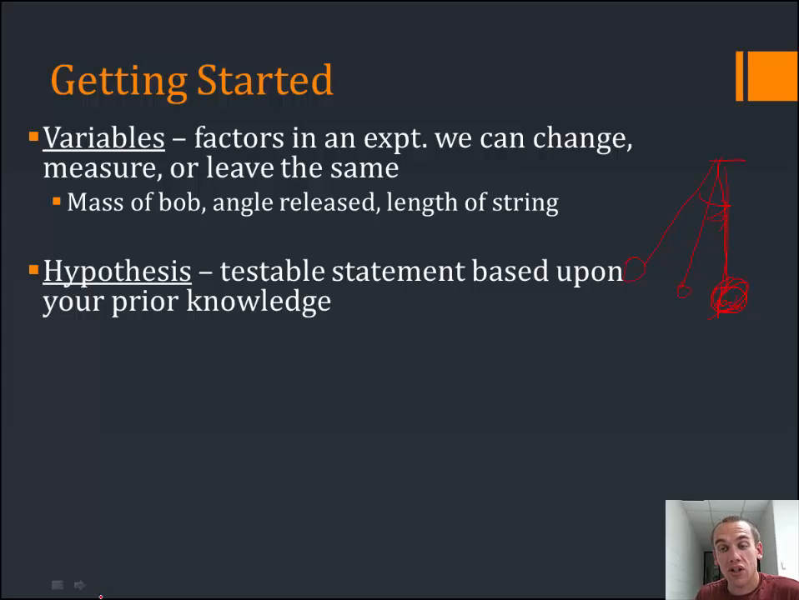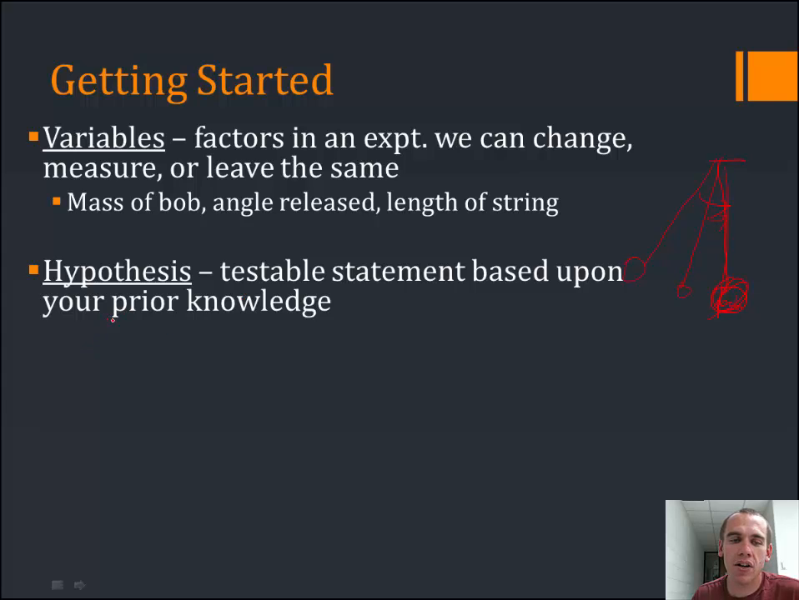When you're about to do your experiment to see if any of those variables affect the time for 10 swings, you have to write a hypothesis. A hypothesis is not an educated guess. I know we've learned that in the past. It's incomplete. It is a testable statement based on your prior knowledge.